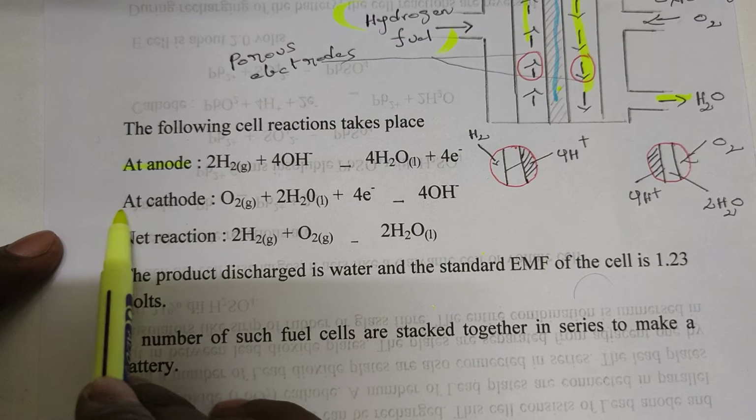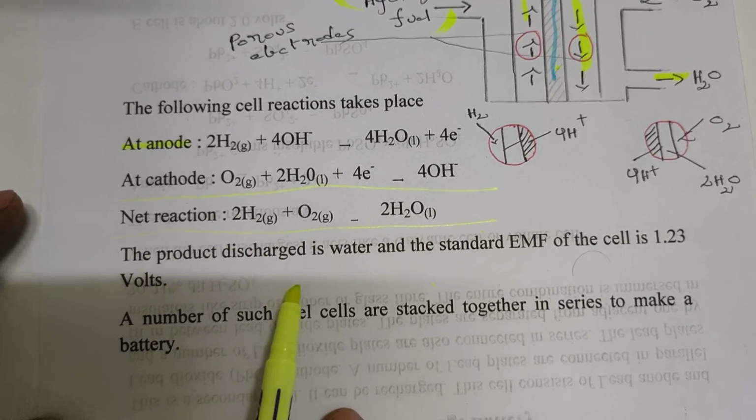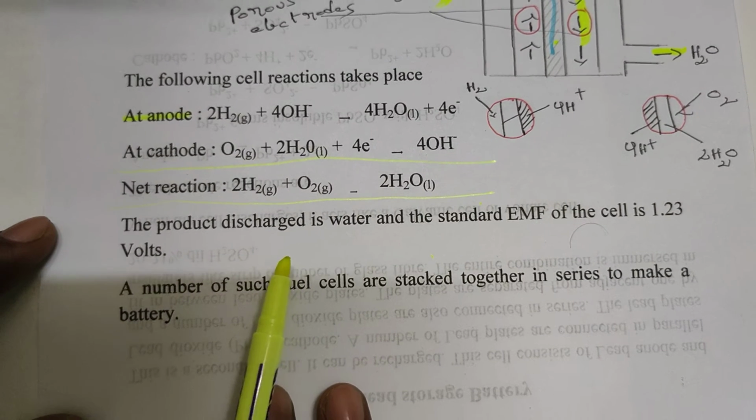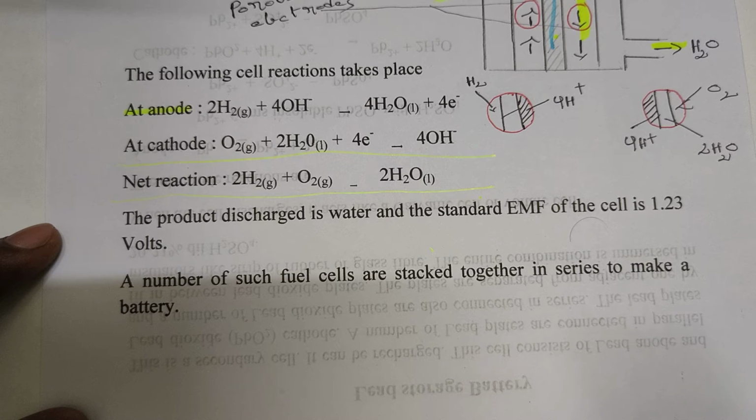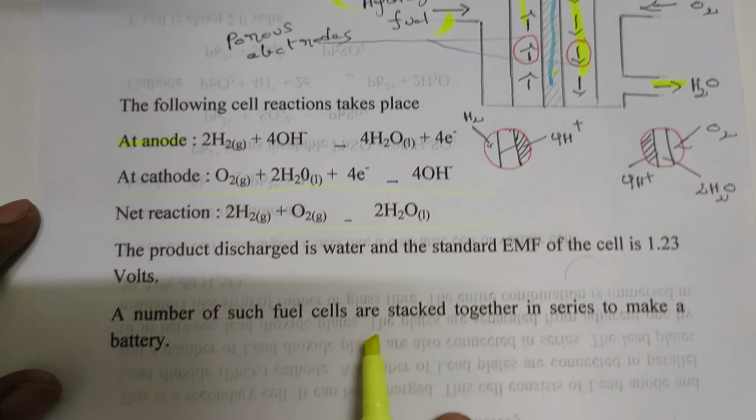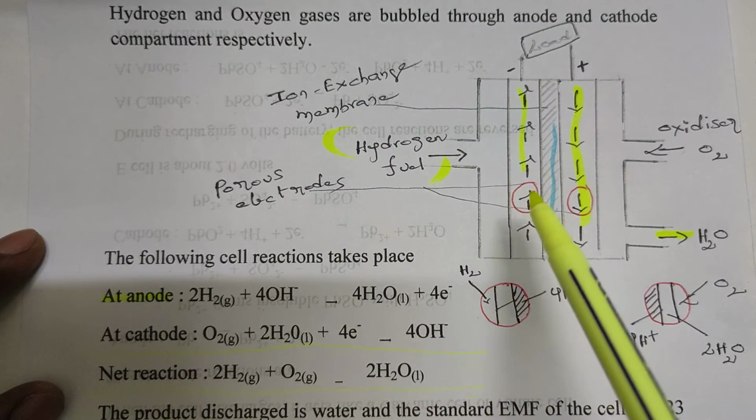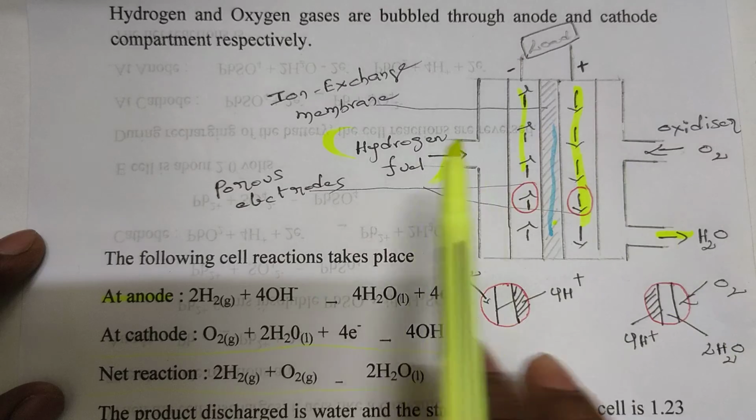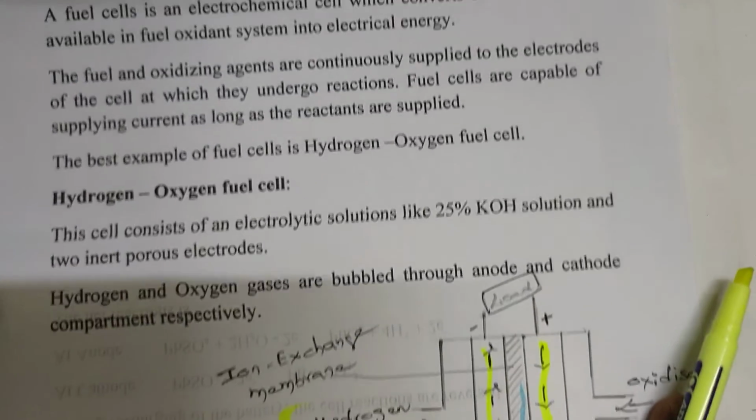So what is the net reaction here? The net reaction is 2H2 plus O2 gives rise to 2H2O. A number of such fuel cells are stacked together in series to make a battery. What is a battery? A battery is a combination of several cells. What is a cell? A cell is a combination of two half cells, anode and cathode. So this is the construction of the hydrogen oxygen fuel cell.